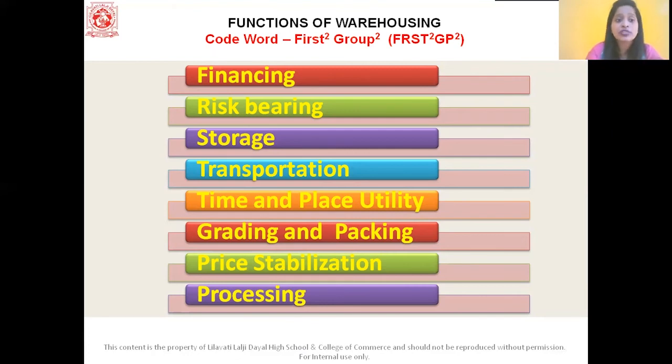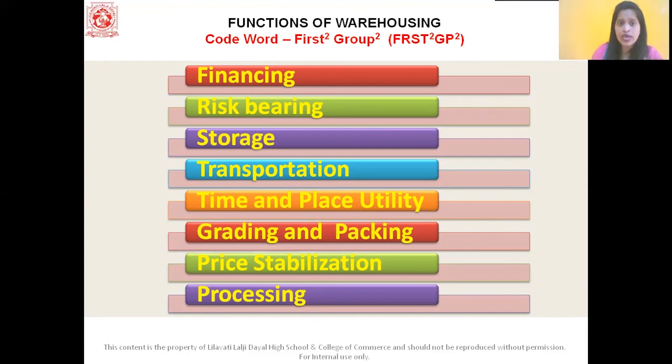Next one is transportation. The fourth function is that it provides transportation facility to the bulk depositors also. The fifth one is time and place utility. The warehouse creates time utility by preserving the goods till they are demanded, and place utility by providing goods at different places.